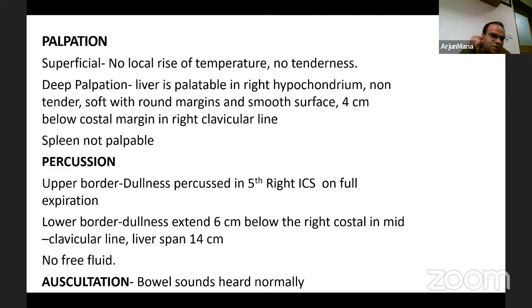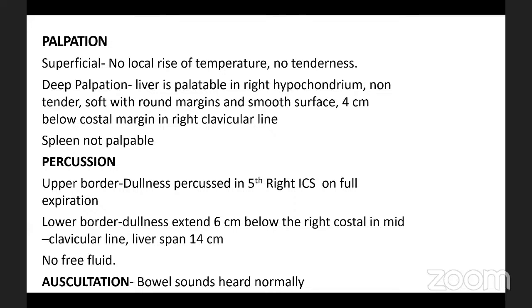On palpation, superficial: no local rise of temperature, no tenderness. Deep palpation: liver is palpable in the right hypochondrium, non-tender, soft, round margin, smooth surface, 4 centimeters below the costal margin in the right midclavicular line. Spleen is not palpable. On percussion, upper border of dullness in the fifth right intercostal space, with lower border extending 6 centimeters below the right costal margin, liver span of 14 centimeters. No free fluid present. This shows that it is an acute condition.